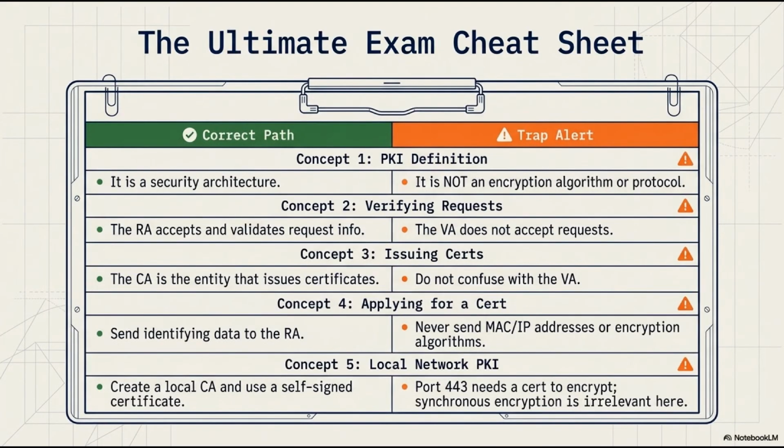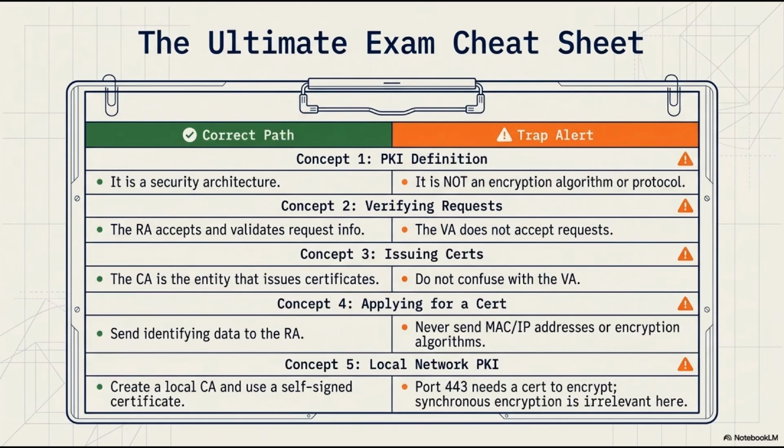Let's do one last quick recap of the critical correct paths versus the trap alerts to cement this knowledge before you sit for the exam. Concept 1, PKI definition. The correct path is remembering it is a comprehensive, overarching security architecture. The trap is thinking it's just an encryption algorithm or a single protocol like RSA. Concept 2, verifying requests. The correct path is knowing the RA accepts and validates the real-world information contained within a request. The trap is thinking the VA accepts requests. The VA only checks documents that have already been minted. Concept 3, issuing certs. The correct path is that the CA is the only entity that issues certificates. The trap is confusing the CA's absolute issuing power with the VA's ongoing validation role.